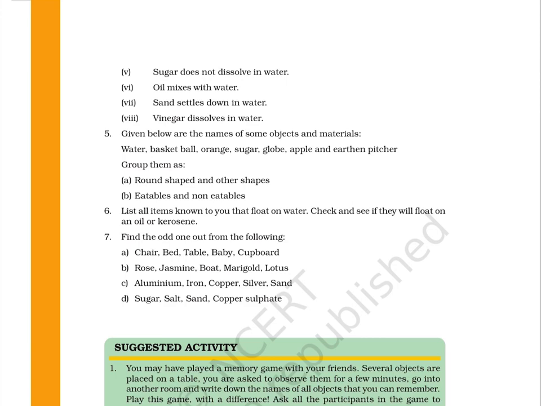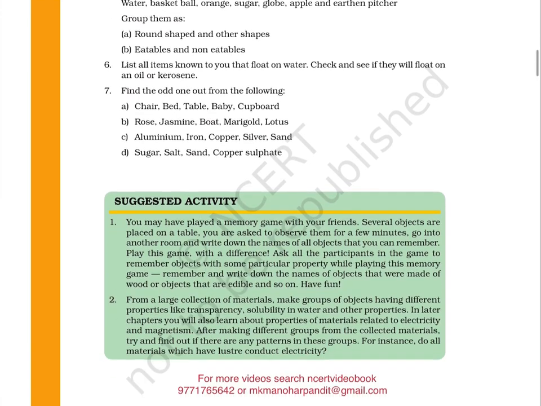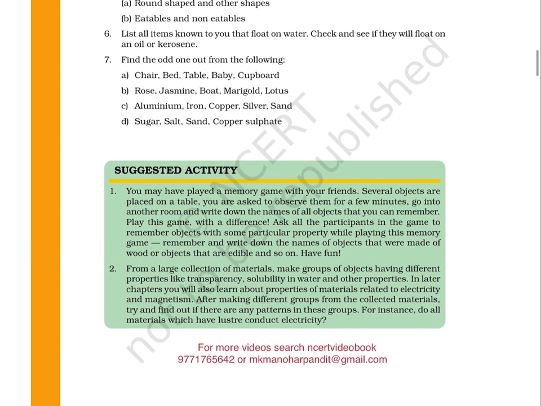7. Find the odd one out from the following: A. Chair, bed, table, baby, cupboard. B. Rose, jasmine, boat, marigold, lotus. C. Aluminium, iron, copper, silver, sand. D. Sugar, salt, sand, copper sulfate.